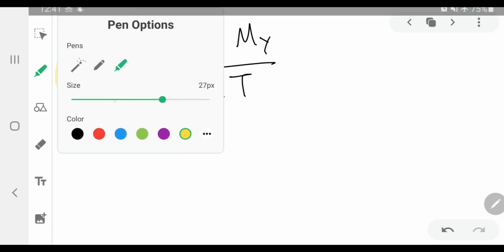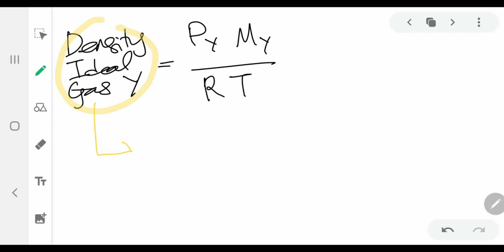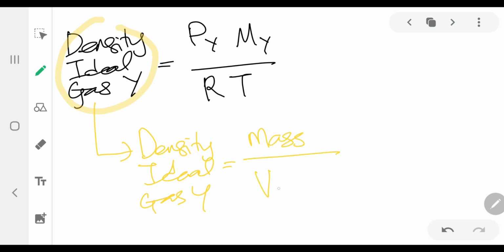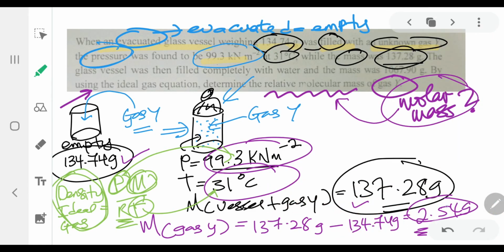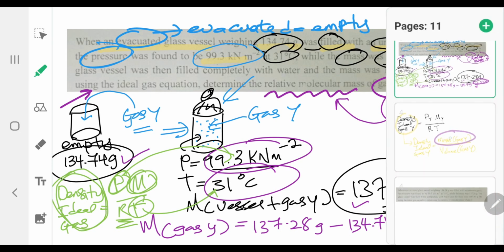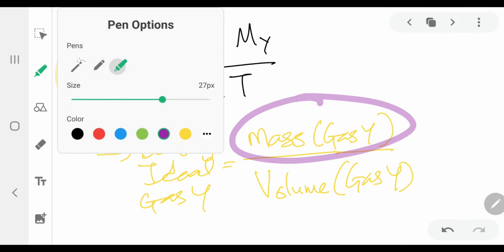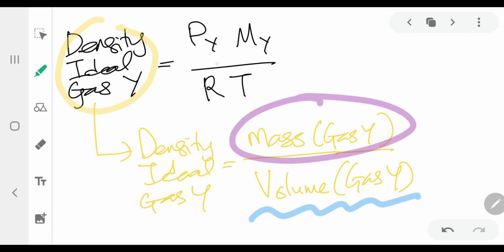And now what about this density? What is the formula for density? If we look at the density of ideal gas Y, we know that density is mass over volume. So mass of gas Y, and we need to find the volume of gas Y. The information about the mass of gas Y, we have it already right over there. So that is the mass of gas Y. But how are we going to get the volume of gas Y? So that is the question now.